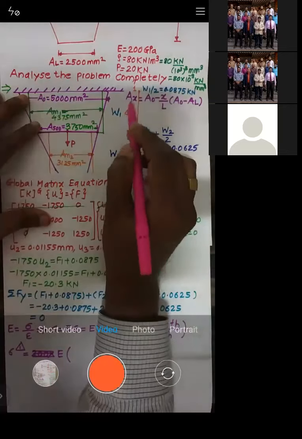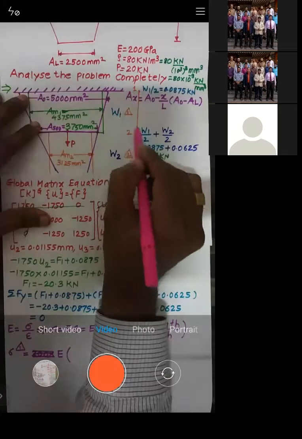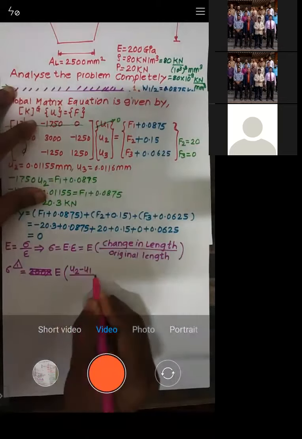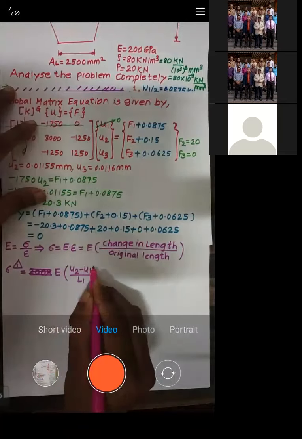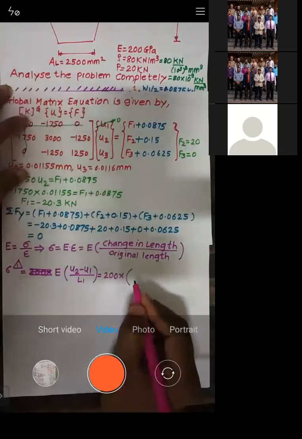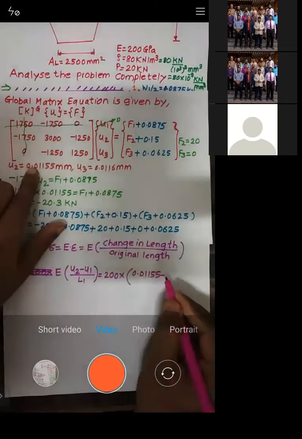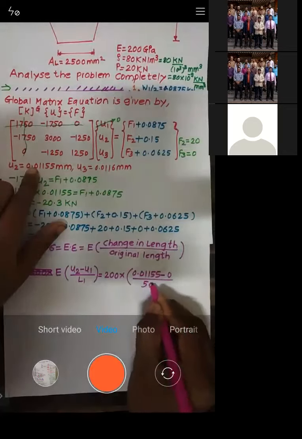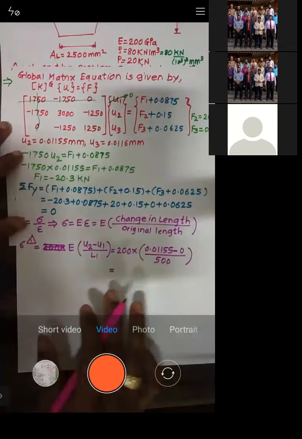Element number 1 has two nodes, 1 and 2. Node 1 has displacement U1 and node 2 has displacement U2. If you take the difference between the displacements at the nodes of the element, it gives the change in length of the element, upon the original length of the element, that is L1. So the value of E is 200 into U2, which we have calculated as 0.01155, minus U1. The displacement at node 1 is 0, upon the length of the element, which is 500. From this you can do the calculations and let me know the value which is coming.